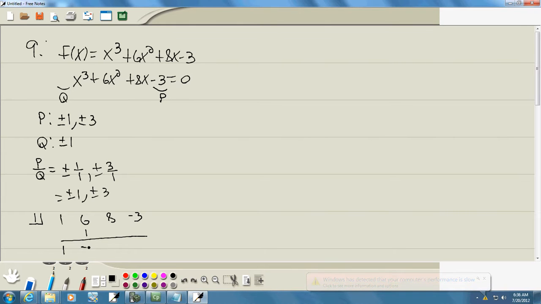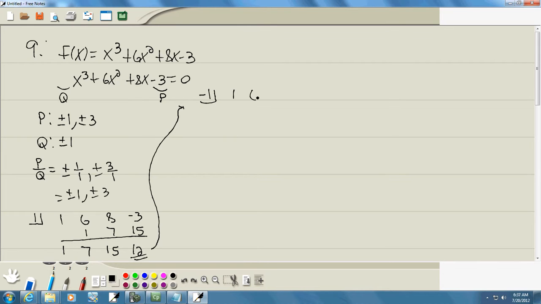Then we add, 6 plus 1 is 7. Then we multiply, 1 times 7, 7. Add, 8 plus 7, 15. Multiply, 1 times 15 is 15. And then add, negative 3 plus 15 gives us 12. Now what we're looking for is a zero remainder. Well, there's no 0 there, so that's not one of our answers. So let's go to our next possible answer, the negative 1.